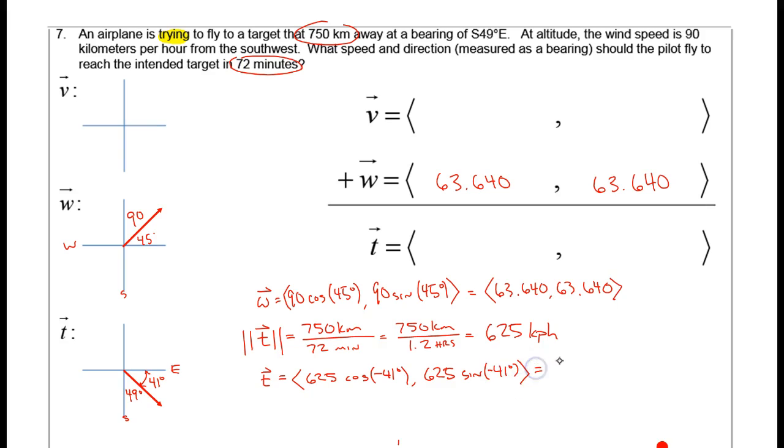And after you crunch those numbers on your calculator, you'll get the following. The true vector has to be 471.693 in the horizontal direction and negative 410.037 in the vertical direction. So I'm going to go ahead and fill in the true vector in my template up top here.